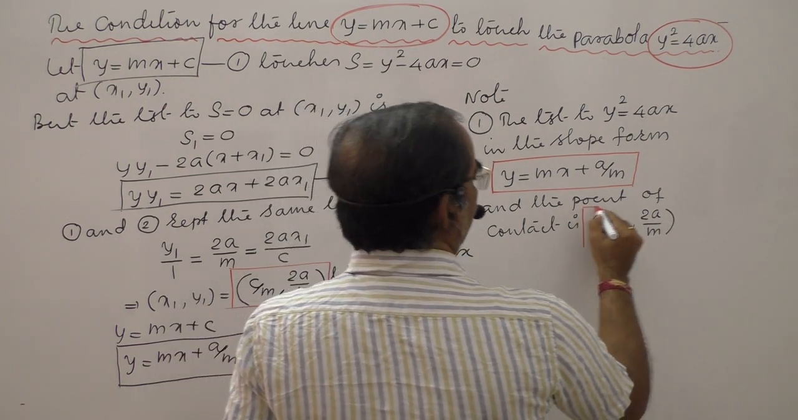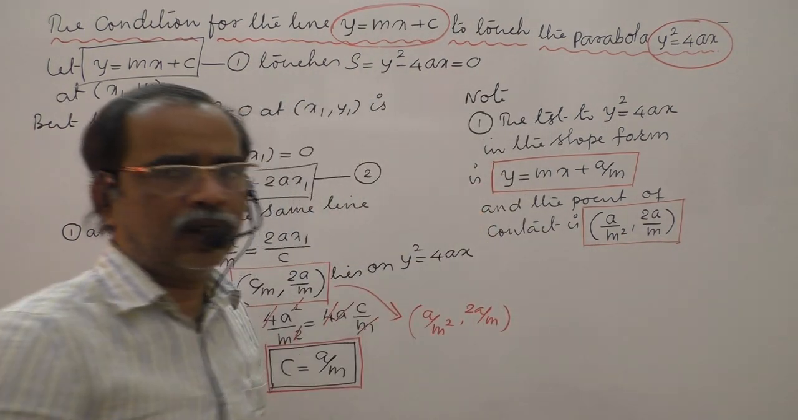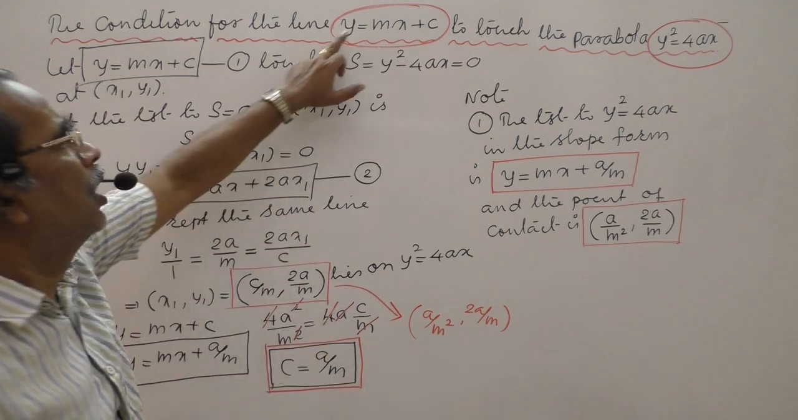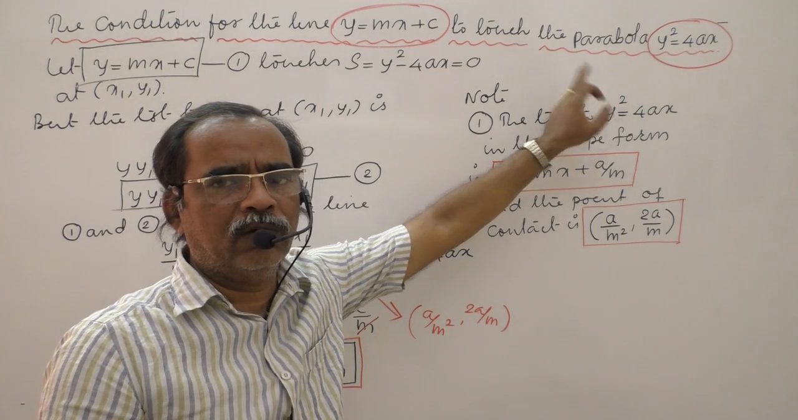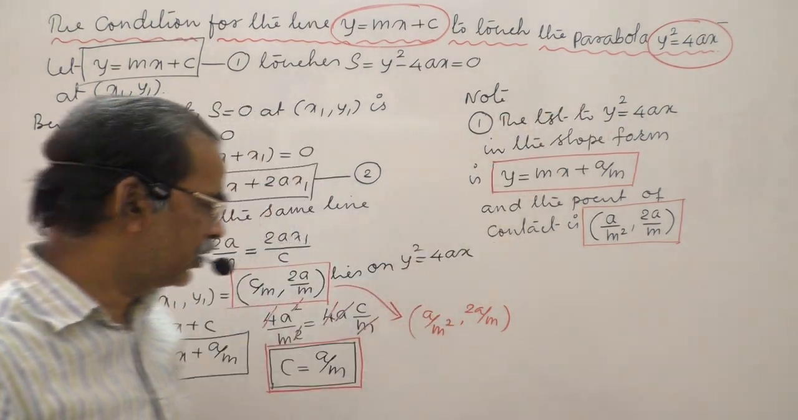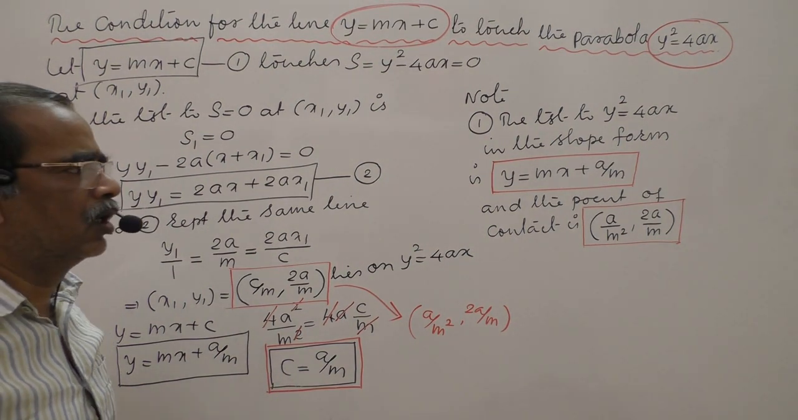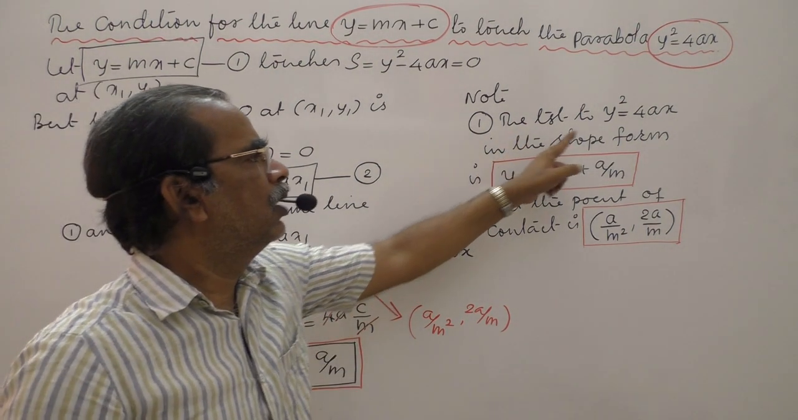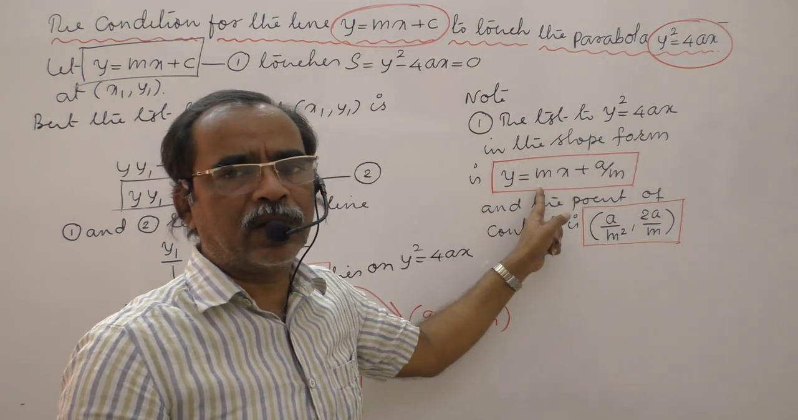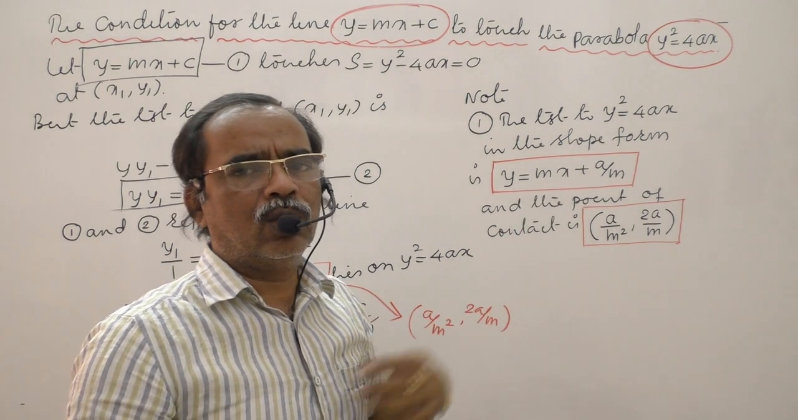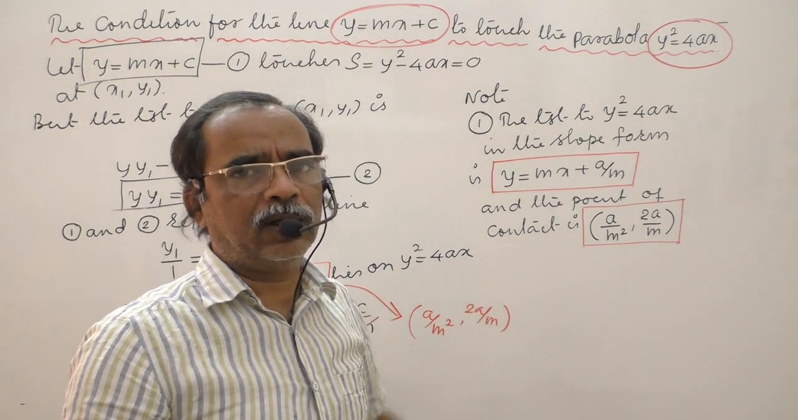So here, just now we have discussed the most important one. The line y = mx + c touches the parabola y² = 4ax if c is equal to a/m. This is one concept. And for the parabola y² = 4ax, this line will represent a tangent, which is known as the tangent in the slope form, and this is the point of contact.